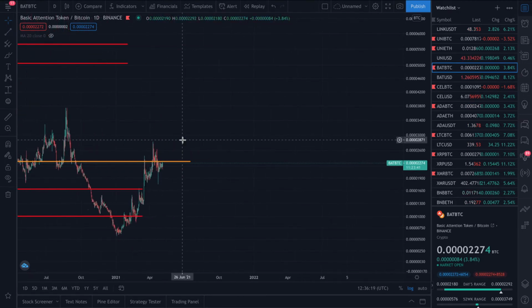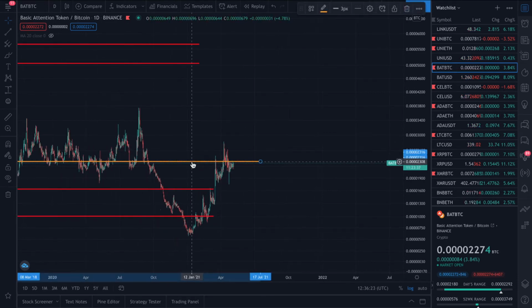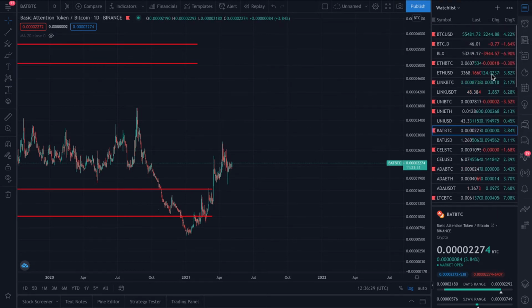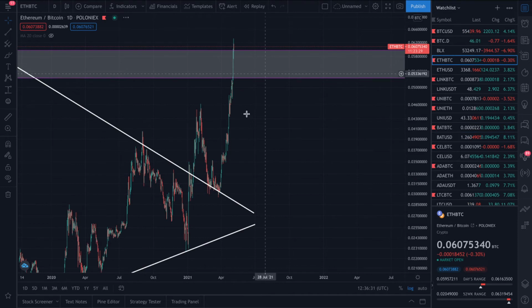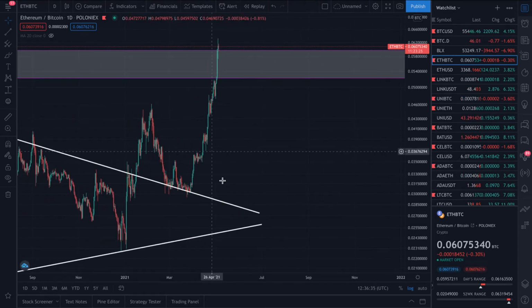So this is no easy feat, but I think if we get above the 20-day moving average, things will turn around fairly quickly. It's the same thing that happened with Ethereum. Ethereum, for the most part, before this rally, was bleeding. Ethereum was dead, and now look at it. It's at 0.0607 Bitcoin, and it's now worth $3,300.